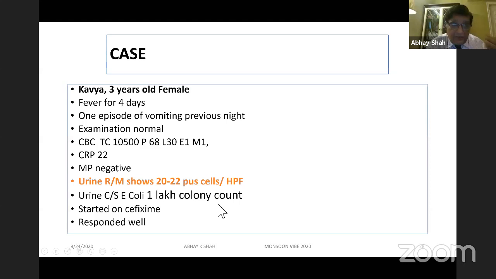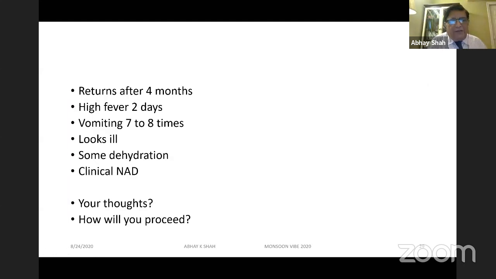Culture proven UTI. Responded well, but returns after 4 days with high-grade fever, now vomiting 7 to 8 times, looks ill, there is some dehydration, rest of the clinical exam is normal. What can it be? Dr. Rajendra Bhai, can you take this?